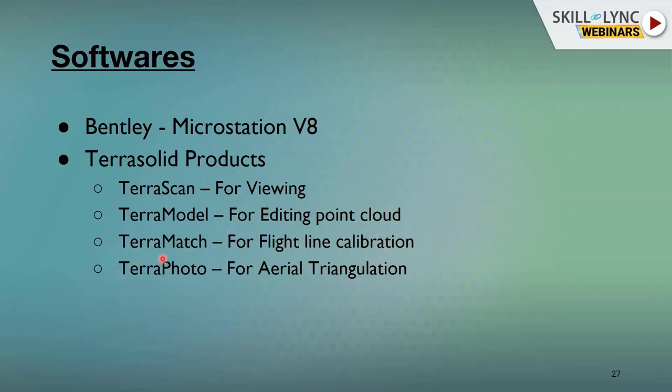And the same for TerraPhoto, for the aerial triangulation process. When the aircraft is capturing aerial images, it gives some deviation, let's say 50 centimeters to 1 meter, in those images. So how do we correct those images and get very precise information against the ground truth? For that, there is a module called TerraPhoto. We can do camera calibration, and we can easily generate orthorectified images from the TerraPhoto module.